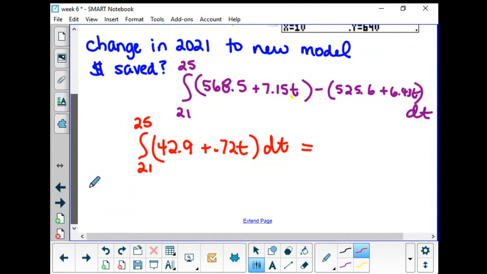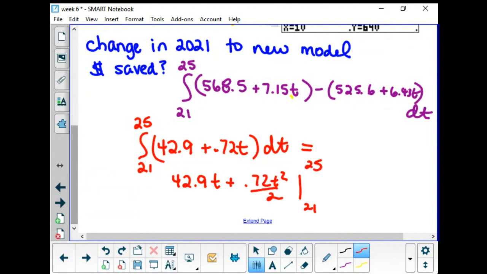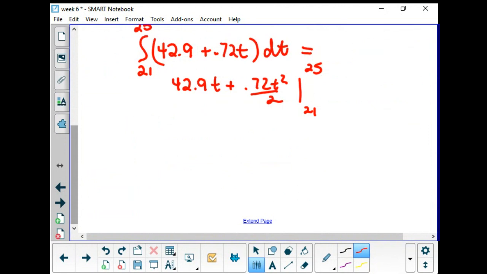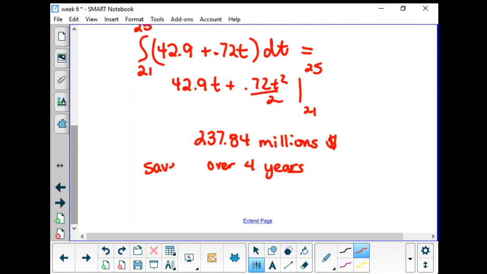So ultimately, hit this with my calculus. So 42.9 T plus 0.72 T squared divided by 2 from 21 to 25. And after it's all said and done, I'm going to get 237.84. What's that? That's in millions of dollars. Is how much money we're going to save over the 4 years.